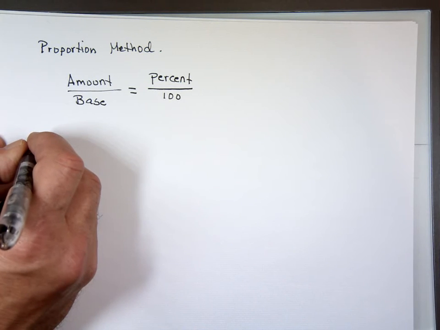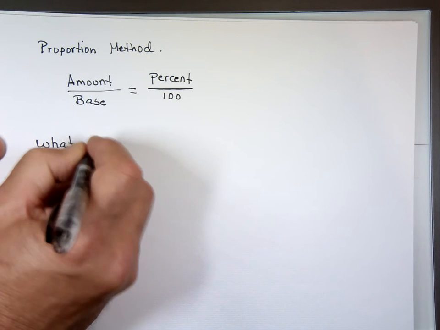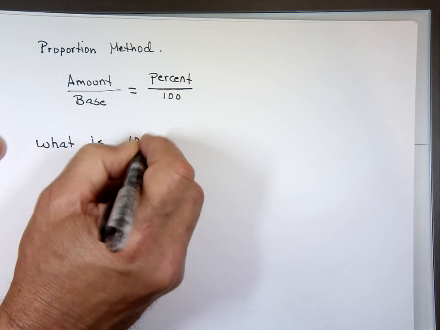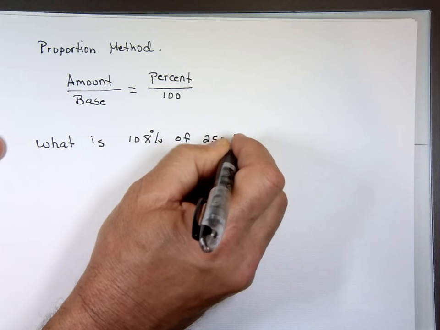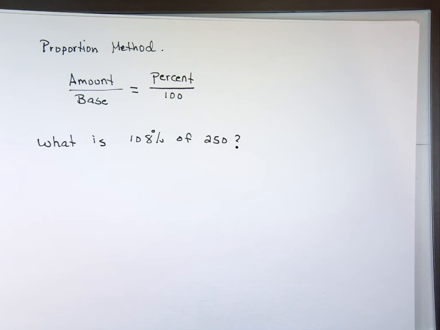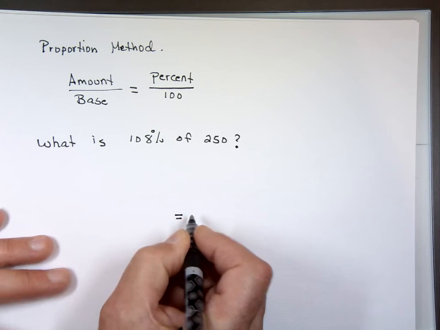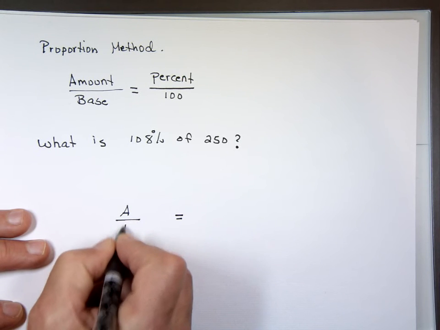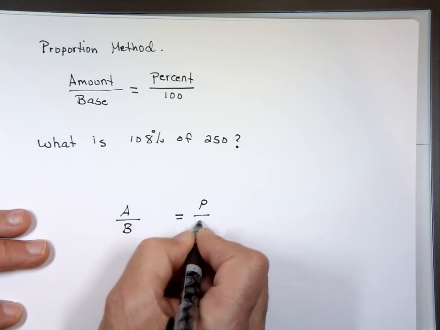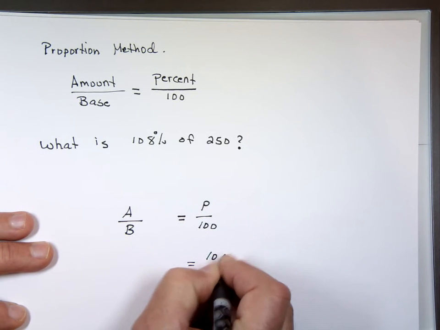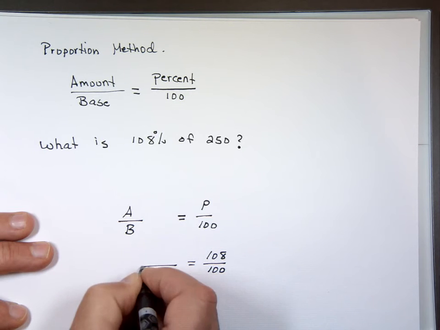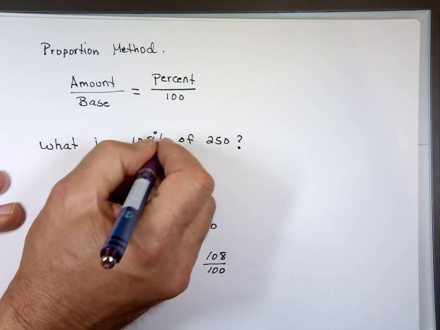Here's the first question. What is 108% of 250? Do we know what the percent is? So the amount, I'm lazy here, the amount to the base is the same as percent to 100. I'll just write it like this. Do we know what the percent is? 108. So this is the percent. You can see the percent sign in it.